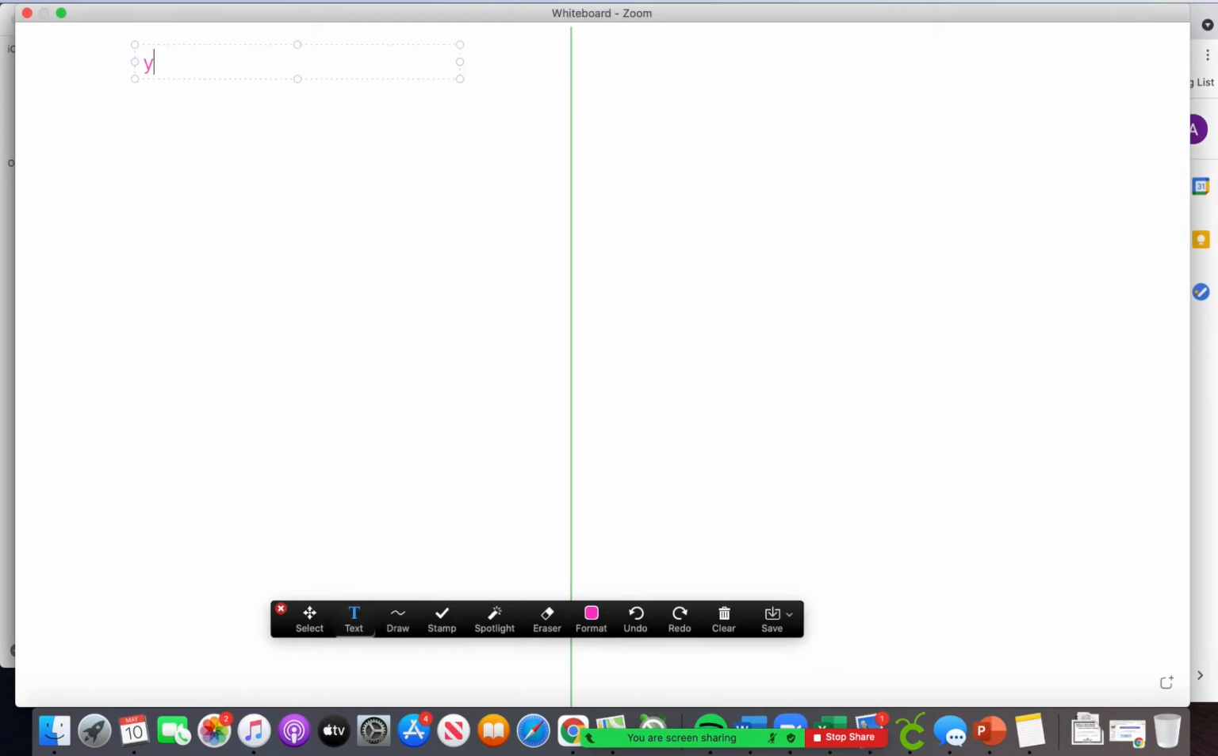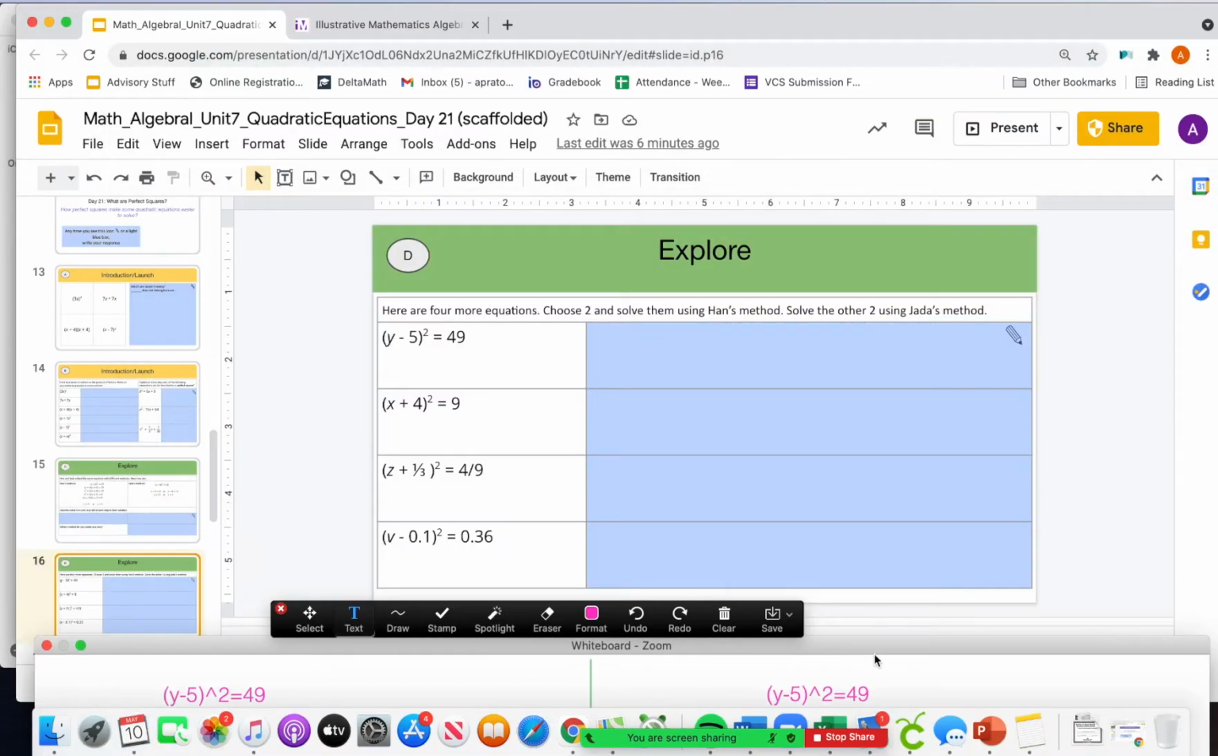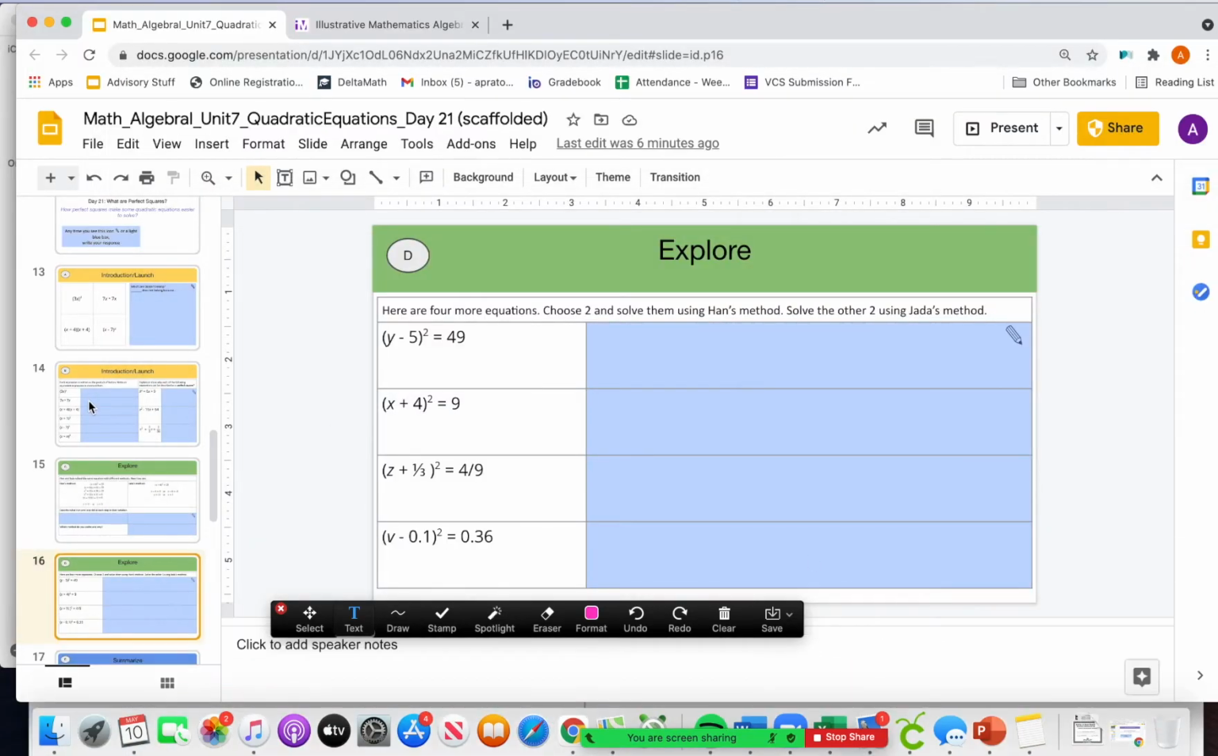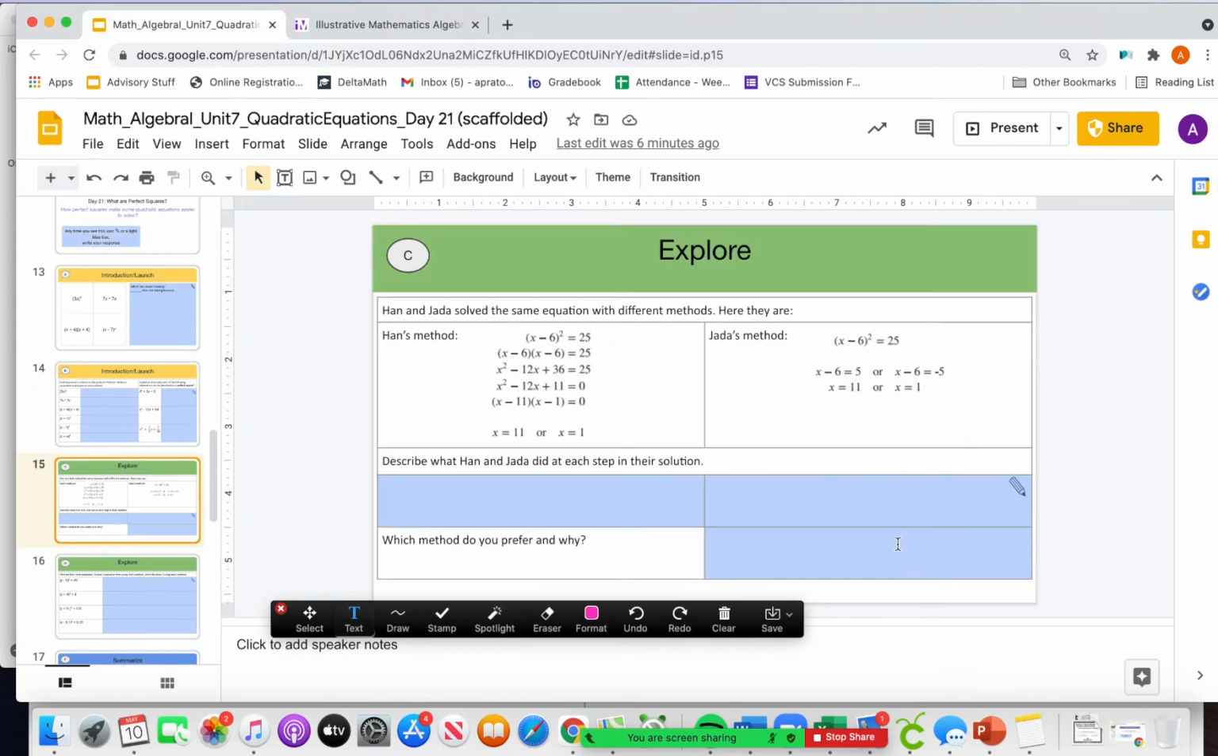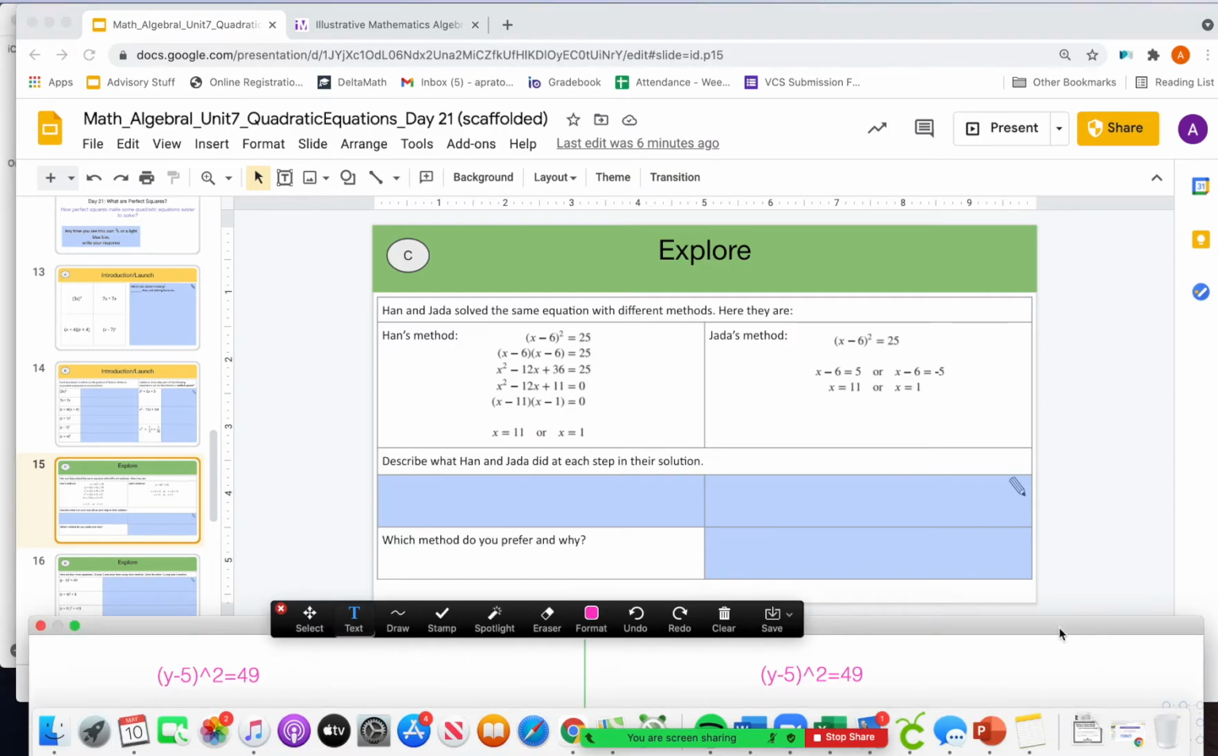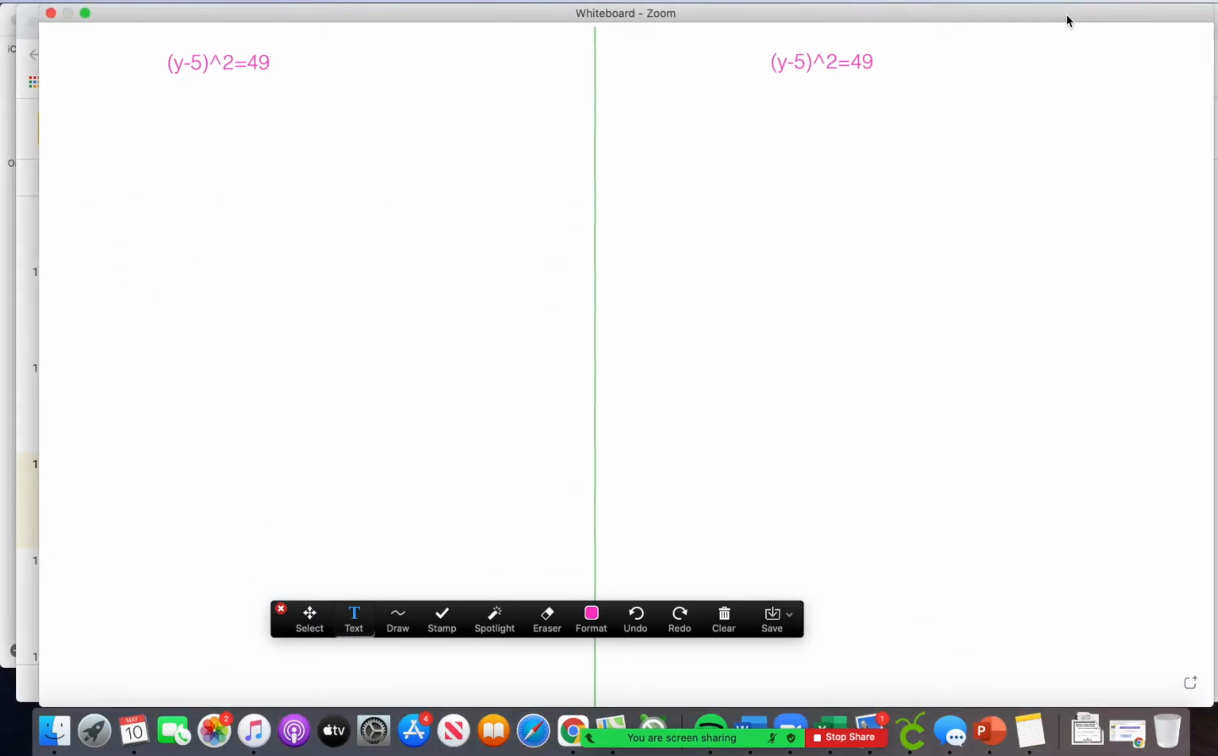And y minus 5. Okay. And so if we just look quickly over here, at the original equation, Han's method is the method we're more familiar with, by finding the zeros and using the zero product property, and Jada's is using this idea of perfect squares. So let's start with Han's method, which is the method we might be a bit more familiar with.